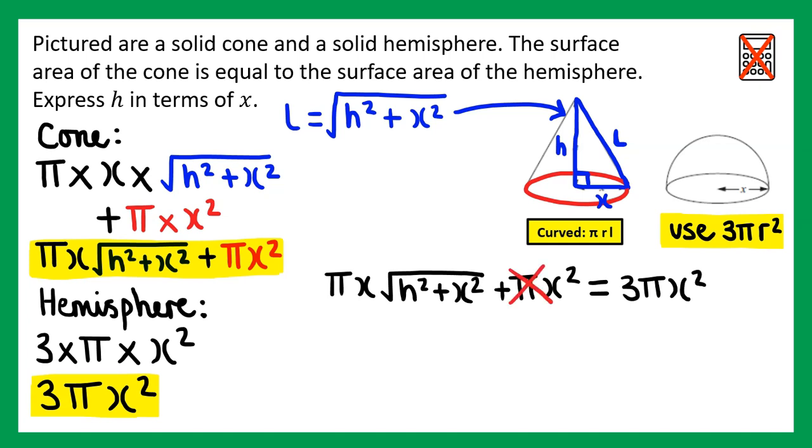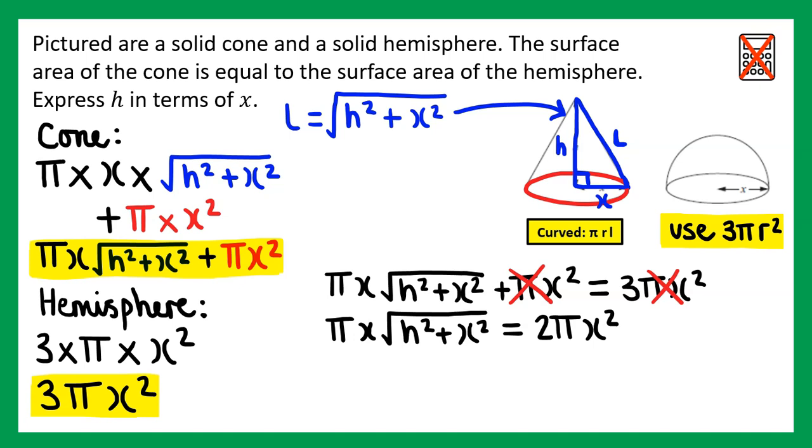I can subtract pi x squared from both sides to start off with. So this will leave me with pi x root h squared plus x squared on the left hand side is equal to 2 lots of pi x squared on the right hand side. Now I can divide through by pi x. This leaves me with root h squared plus x squared on the left hand side and 2x on the right hand side. I'm attempting to make h the subject so that we can express h in terms of x.